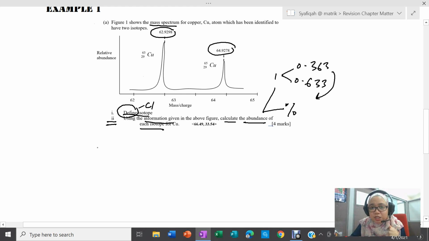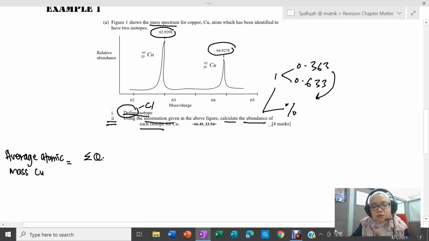Okay, so for this question, for this subtopic, we only have one formula that we are going to use. One formula, which is the average atomic mass. Okay, so the average atomic mass for copper, we can calculate using this formula kan. Total Q times mass divide dengan total Q. So, Q ni apa? Q ni abundance.